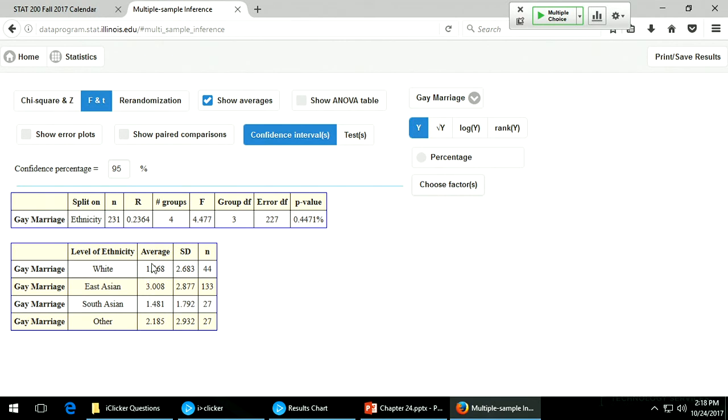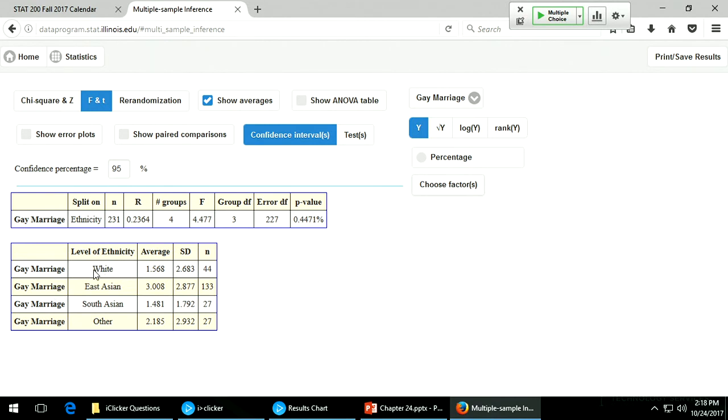Whites and South Asians look very similar. But when we reject the null by this small p-value, we're saying at least one of these groups is different. Another way to look at it, what we're going to look at is which pairs are different. How many pairs are there?